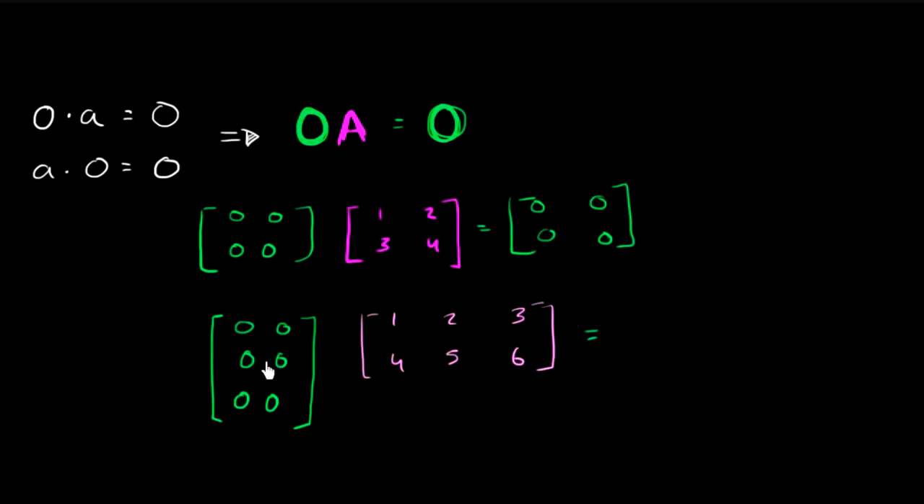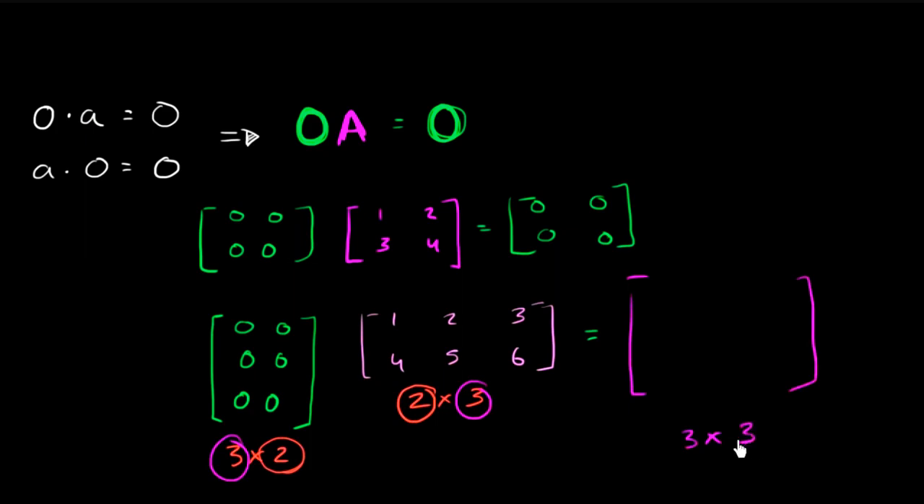Well, when you multiply them, let's think about it. Let me just write the dimensions. This is a 3 by 2 matrix. This is a 2 by 3 matrix. So we know that we have valid matrix multiplication going on right over here. The number of columns in the first matrix is equal to the number of rows in the second one. And we also know that the resulting product is going to be a 3 by 3 matrix. And I'll leave it up to you to verify that all of the entries here are going to be 0.